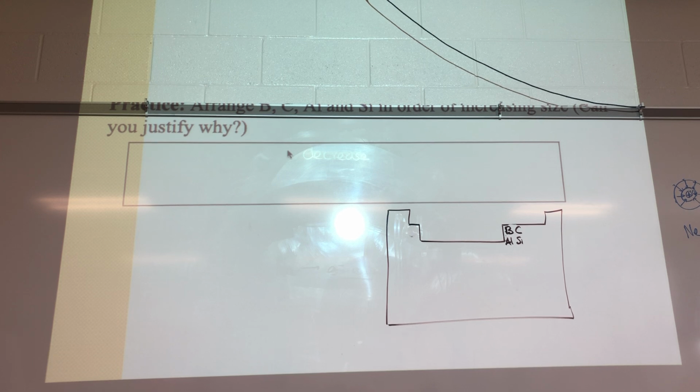Did I just draw on my mask? Okay, I felt myself touch my face with my marker.